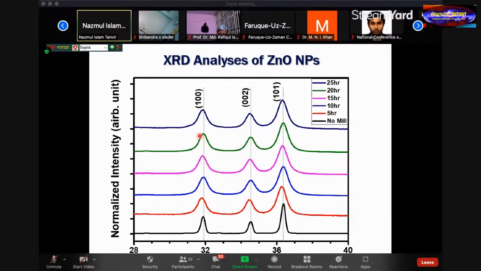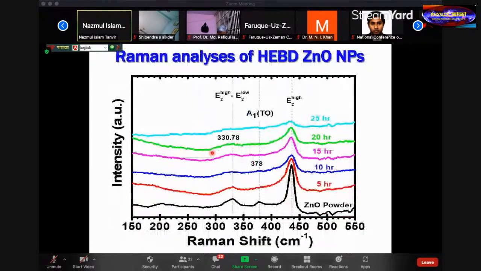Here we cannot see it clearly, but it is more clear in the Raman spectra, which I show in the next slide. And this is the Raman analysis of high energy ball mill derived zinc oxide nanoparticles. The major peak at 435 centimeters inverse, designated as E2, is observed as a Raman active phonon mode. From the spectrum, it is clearly noticed that the major Raman peak is broadening with milling hours due to reduction of zinc oxide nanoparticle size.